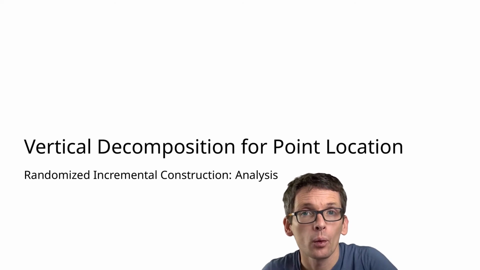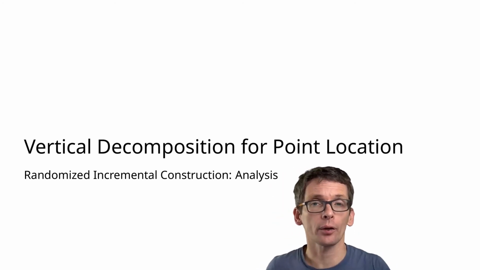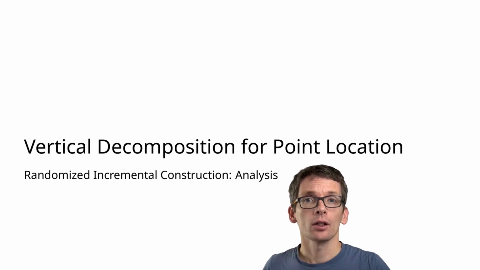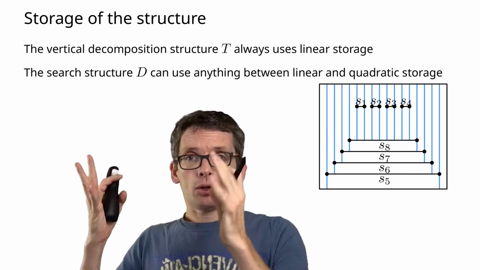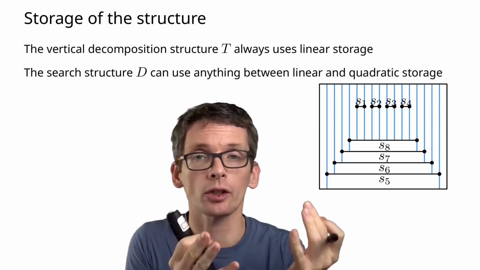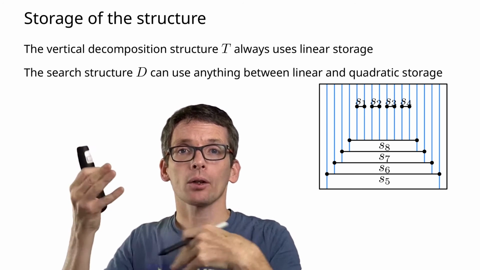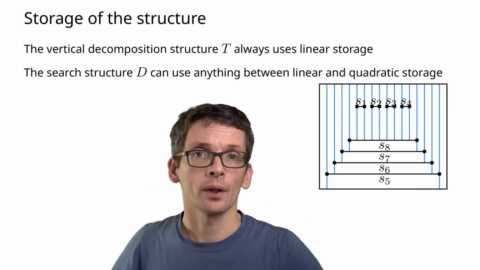Now we want to analyze the randomized incremental construction of the vertical decomposition. So where do we stand? We're constructing the vertical decomposition, and we're at the same time constructing the search structure. The vertical decomposition does not depend on the order in which we insert the segments, so we can ignore that here.